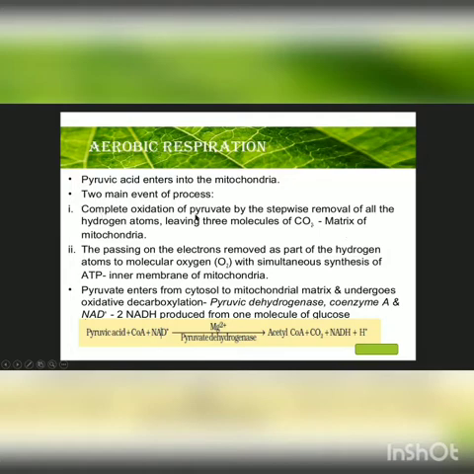First event, complete oxidation of pyruvate by removal of all hydrogen atoms and leaving 3 molecules of CO2. Then the second event, the passing on the electrons removed as a part of hydrogen atoms to molecular oxygen with simultaneous synthesis of ATP. So now these electrons, which are removed as part of the hydrogen atoms, are passed to the molecular oxygen, and at the same time synthesis of ATP takes place.